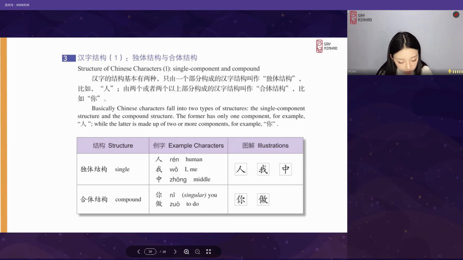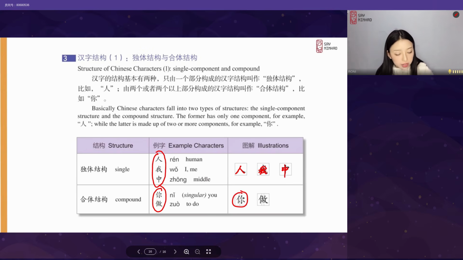Okay, the last part of today's lesson is the structure of Chinese characters. There are single component and compound structures, okay? So, for example, these three are the single components, okay? And these are compound, really easy to see. You can see this one, 人, 我, and 中, we can see the strokes, they are crossing each other. They are connected, right? Connected.